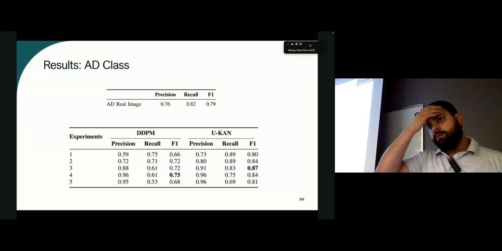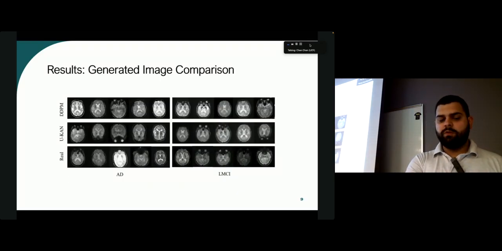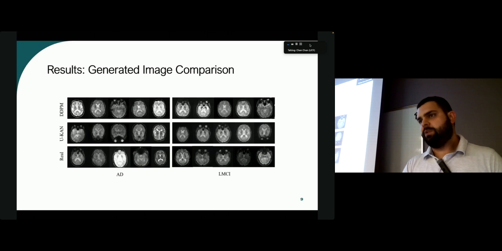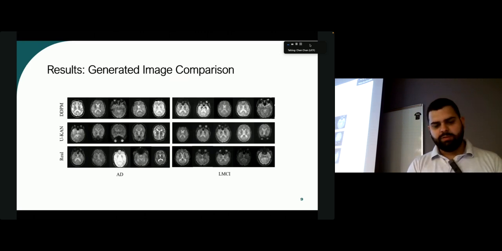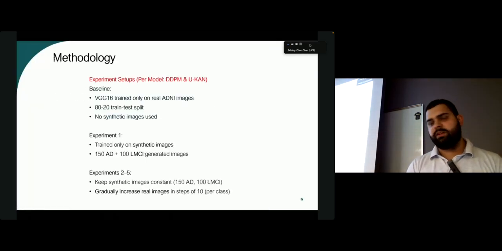So for results, sorry, how do you train the DDPM and UCAN model for generation? You are using that data set? Yeah, so to train these two models, what I used was the data sets, the AD. You are using the real data? The real data, yeah, of course. I used 171 images for the AD class and 72 images for the LMCI class, so it was a really small data set.